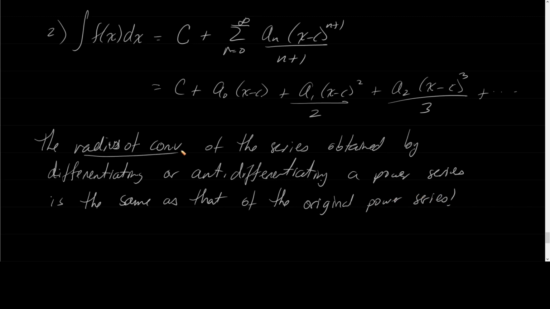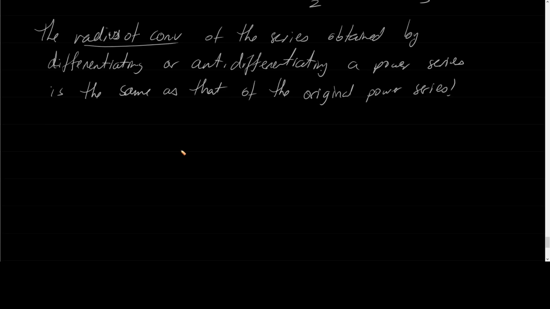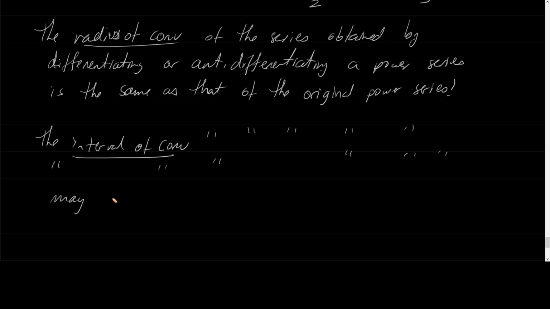All right. The interval of convergence, however, might differ at the endpoints. So the interval of convergence of the series obtained by differentiating or anti-differentiating a power series may differ at the endpoints.